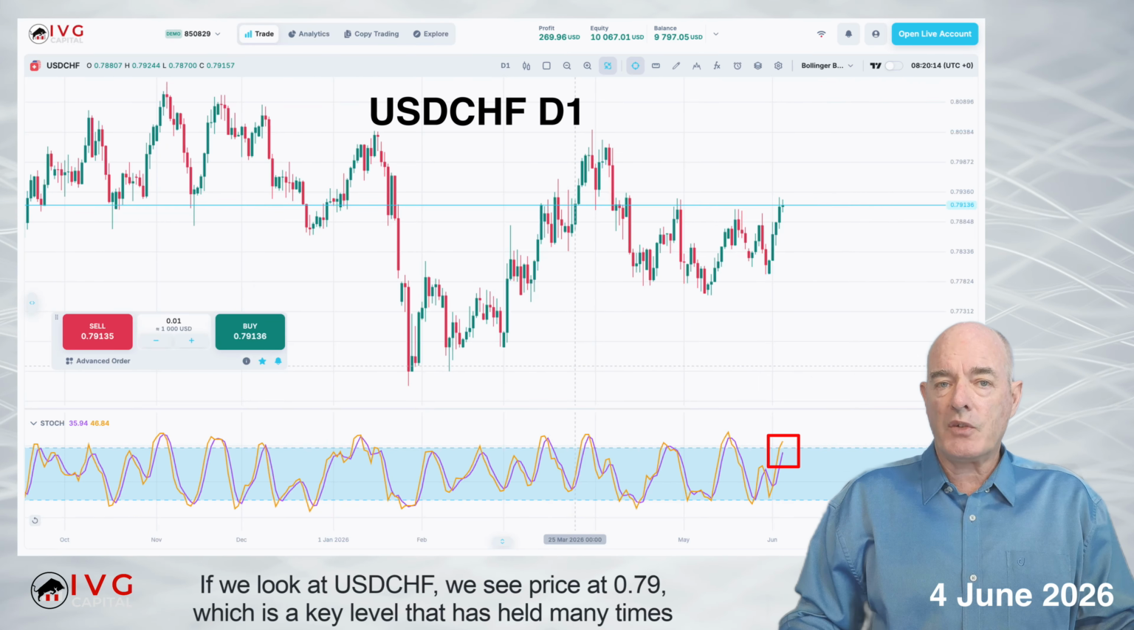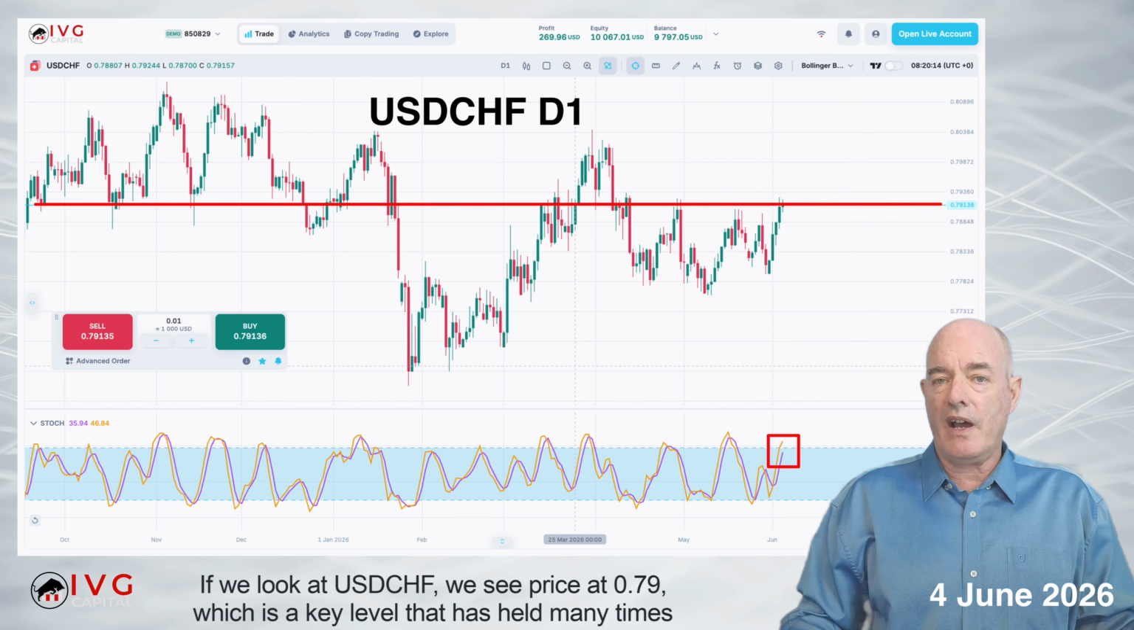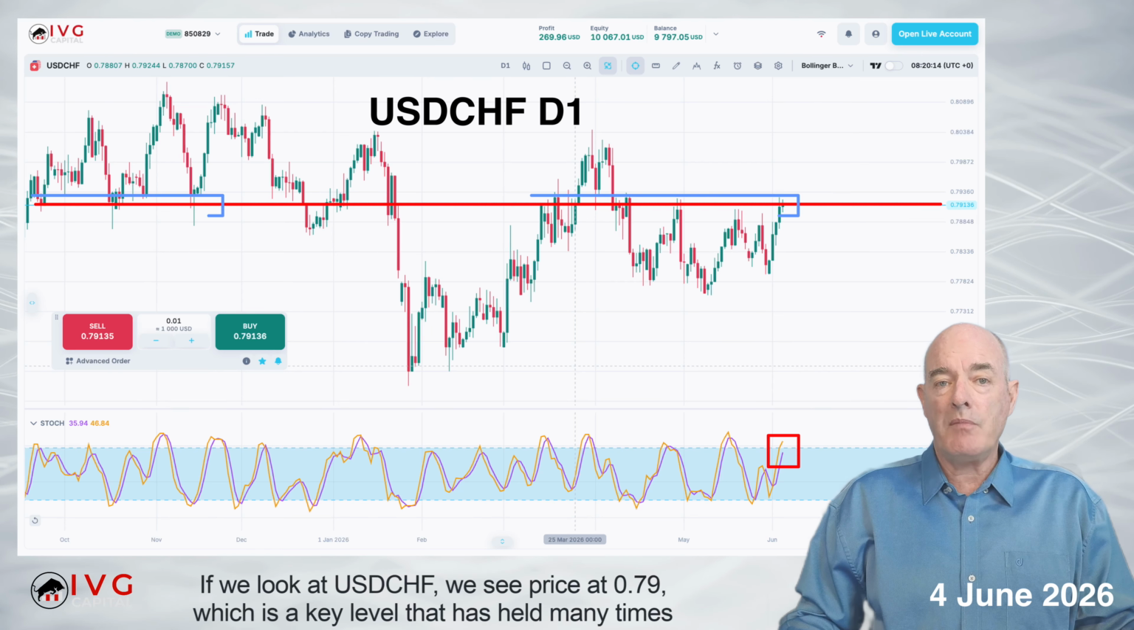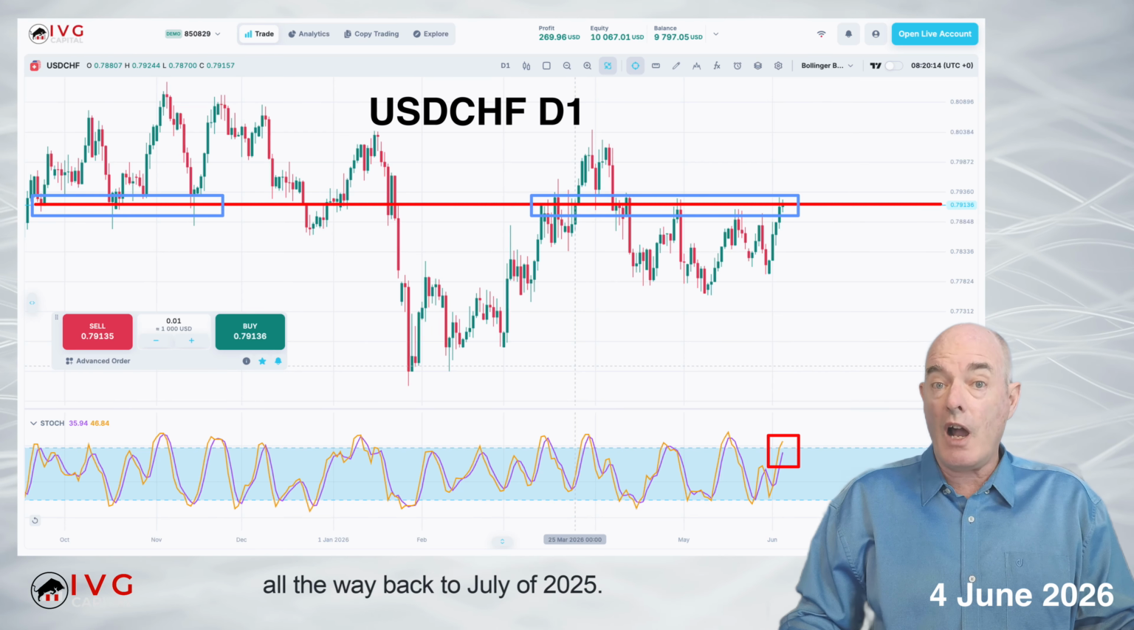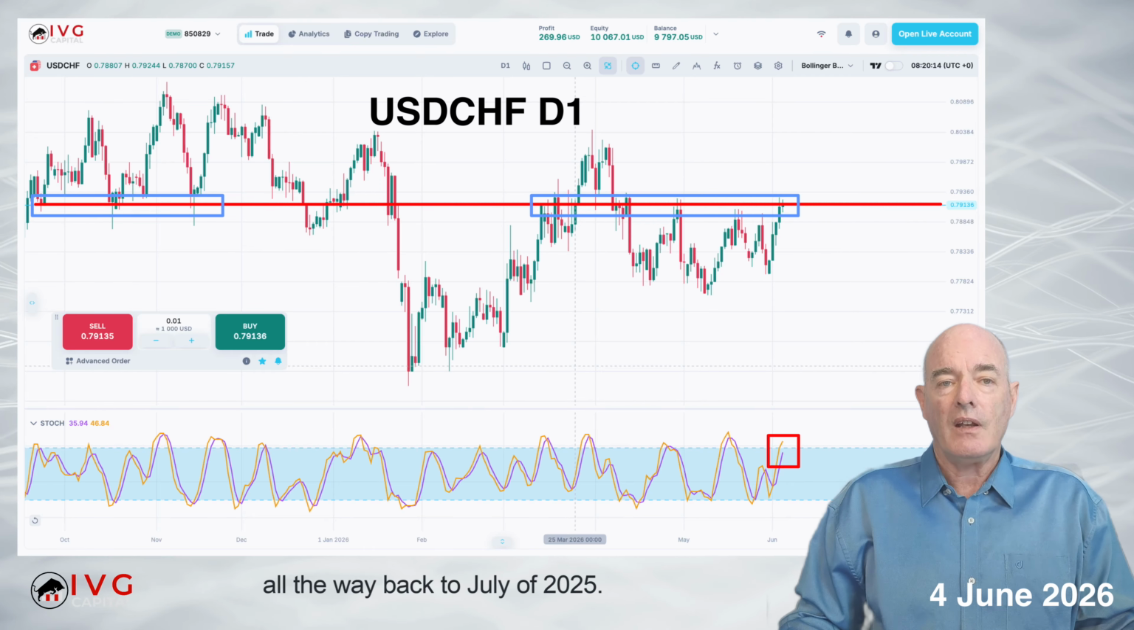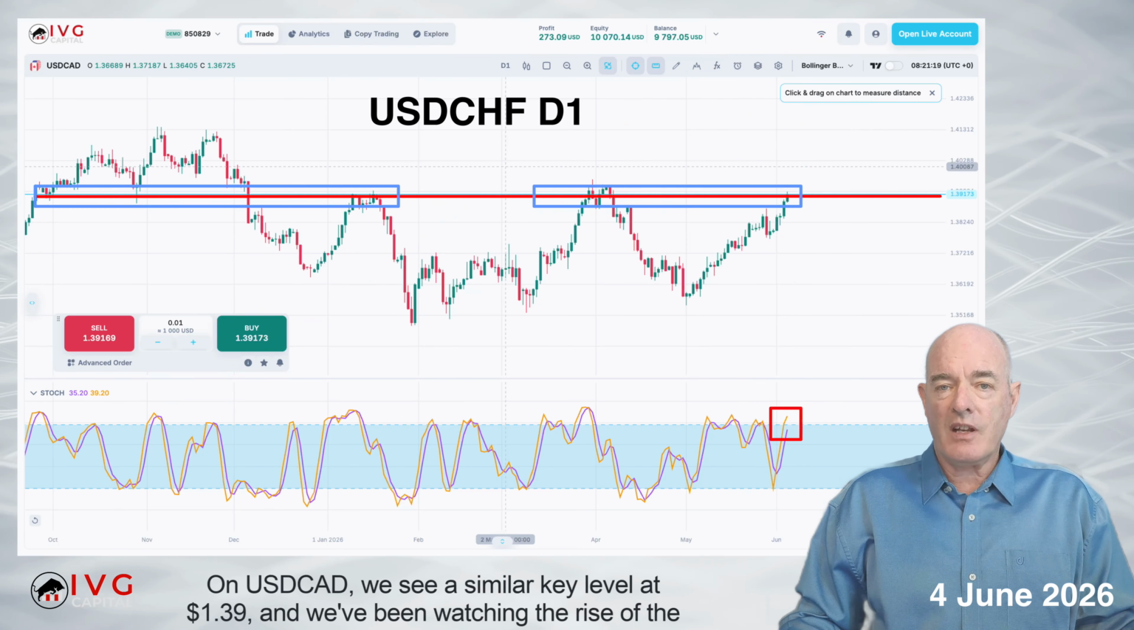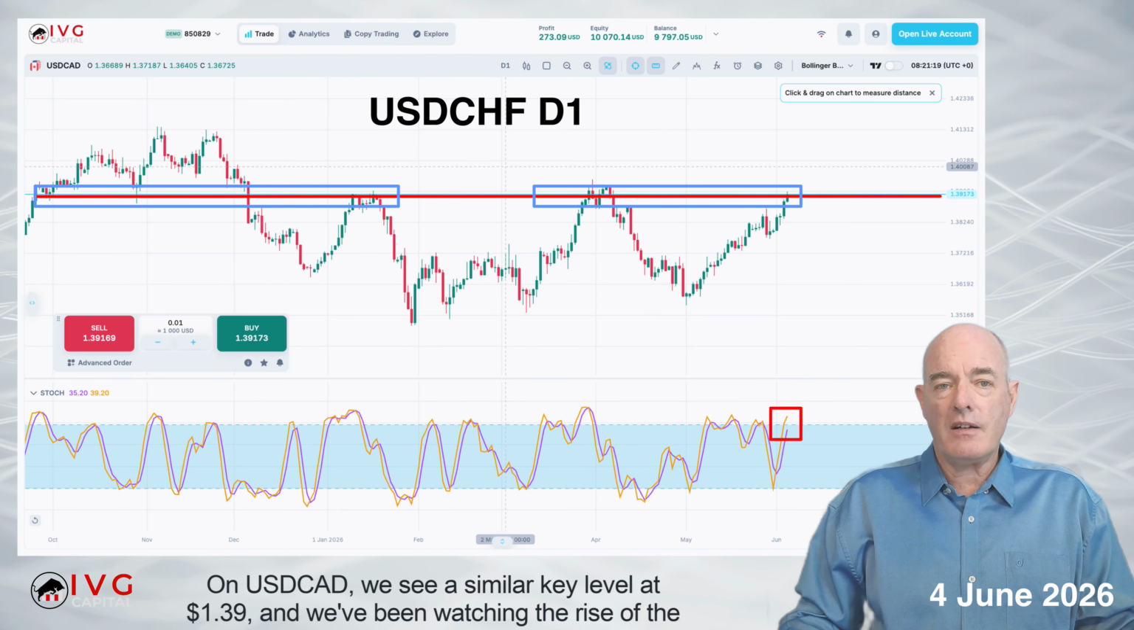If we look at dollar Swiss, we see price at 0.79, which is a key level that has held many times all the way back to July of 2025. On dollar CAD, we see a similar key level at $1.39.